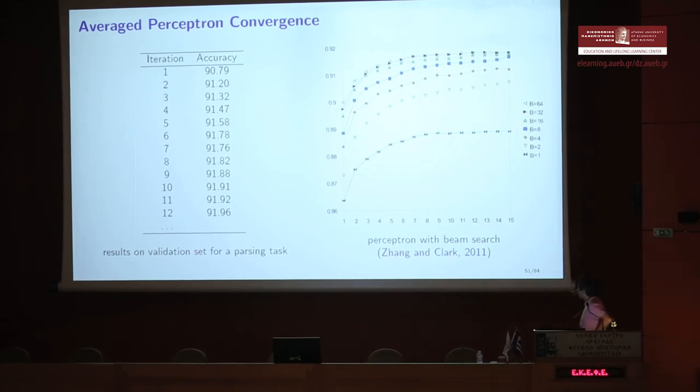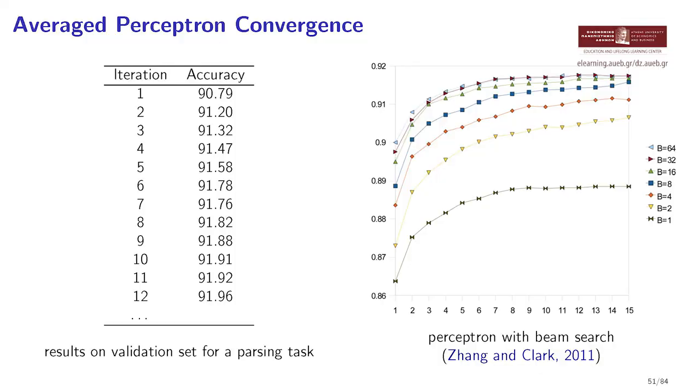So Zhang and Clark ran perceptron with beam search. Each curve is the size of the beam, meaning that B1 is just a greedy model. It only maintains the best hypothesis. B2 maintains the two best hypotheses at each point, up to 64. There are two things we observe here. This is test performance. For different beams, it's the performance on the test set in terms of accuracy, higher is better, after training the model for several iterations.